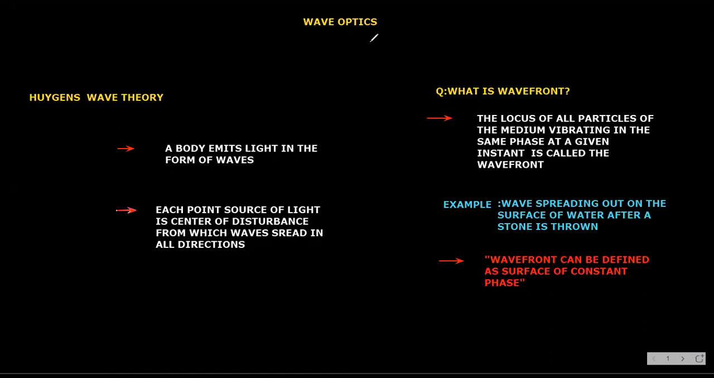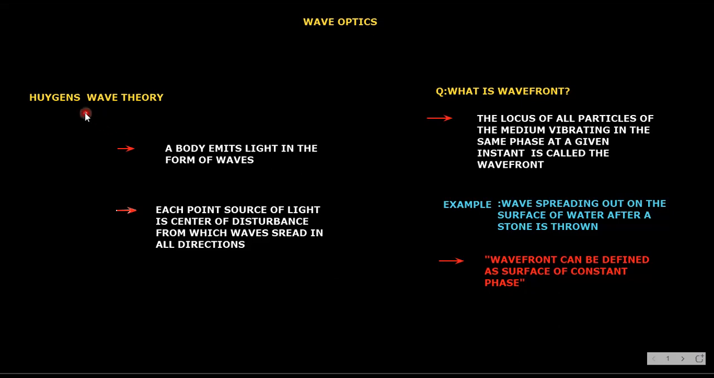In ray optics we learned only that light travels in a straight line, that concept, that is, in the form of straight rays. So in this chapter we are going to learn all the phenomena which prove that light has wave nature. Got it? So let's start from Huygens wave theory.